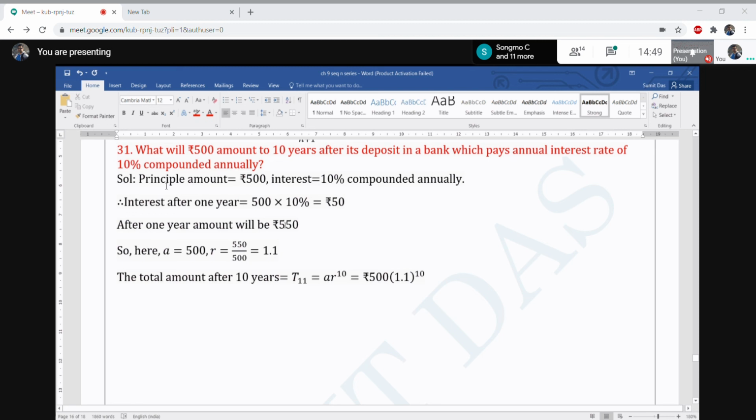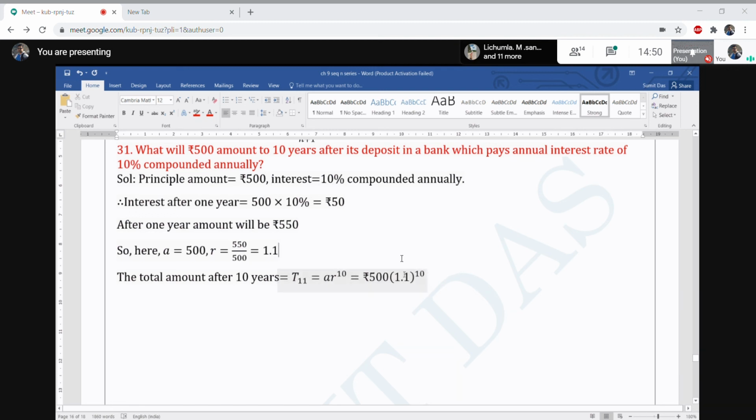Fine. So here now after 1 year, initially A is 500, because it started from 500, and the common ratio R is 550 divided by 500. So we got 1.1. So after a total of 10 years, it will be T11. Why? Because this 500 was T1, but the year had not started. It is the principal value. So it will be T11, which is equal to A r to the power 10. So the A value is 500, the R value is 1.1 to the power 10.